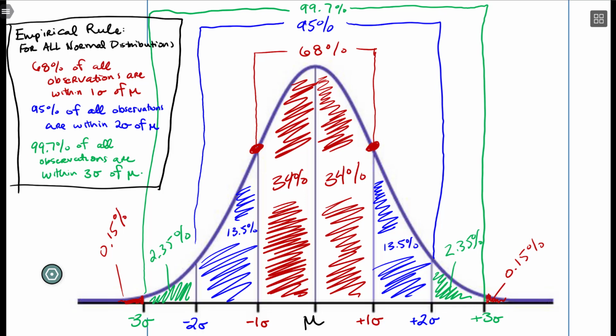The empirical rule, by definition, for all normal distributions says that 68% of all observations are within 1 sigma of mu, 1 standard deviation of the mean. 95% of all observations are within 2 sigma of mu, and 99.7% of all observations are within 3 sigma of mu. Can't tell you again how useful this rule is. It's what defines a normal distribution. This only applies to normal distributions, but we find naturally occurring phenomena that follow this normal distribution so often that this rule is used a ton.